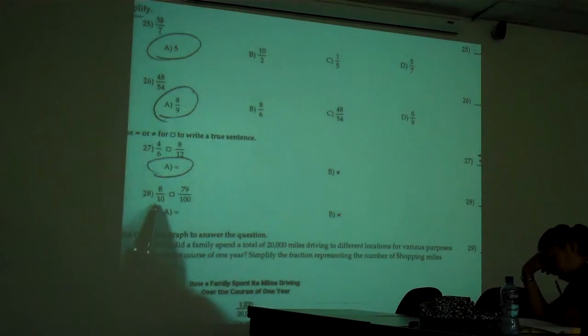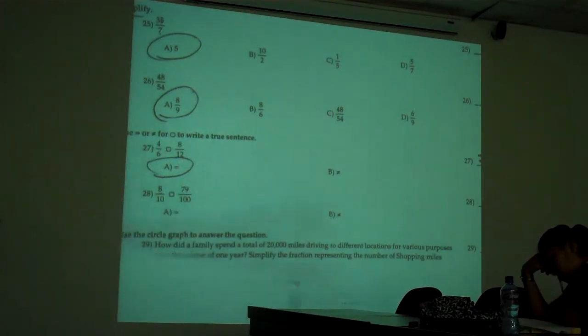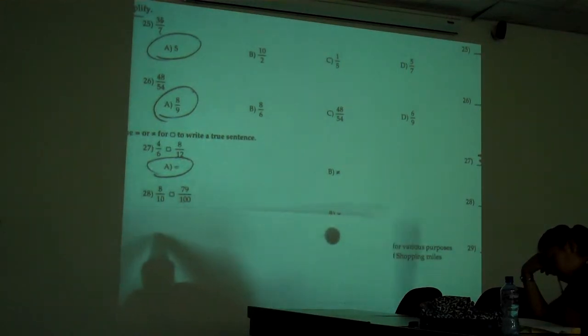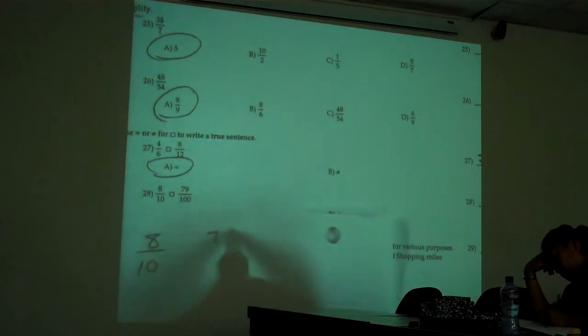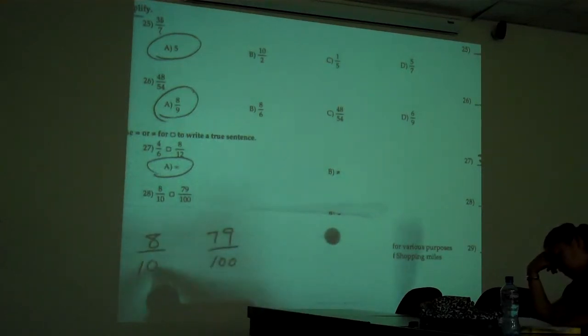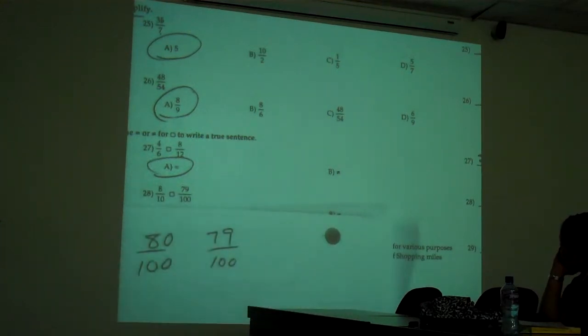Okay, 8/10 and 79 100ths. Not equal. They're not, because if you multiply this times 10, you add a 0, that's not equal.